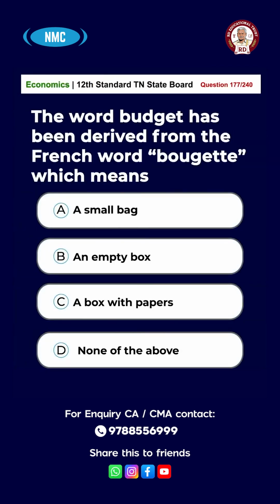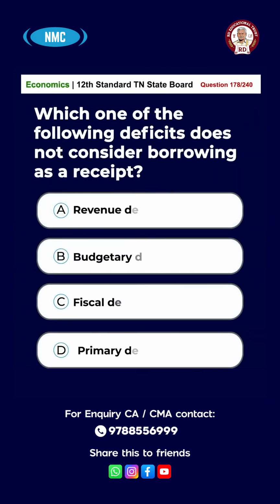Question number 177. The word budget has been derived from the French word baguette, which means A. A small bag, B. An empty box, C. A box with papers, D. None of the above. The answer is option A. A small bag.